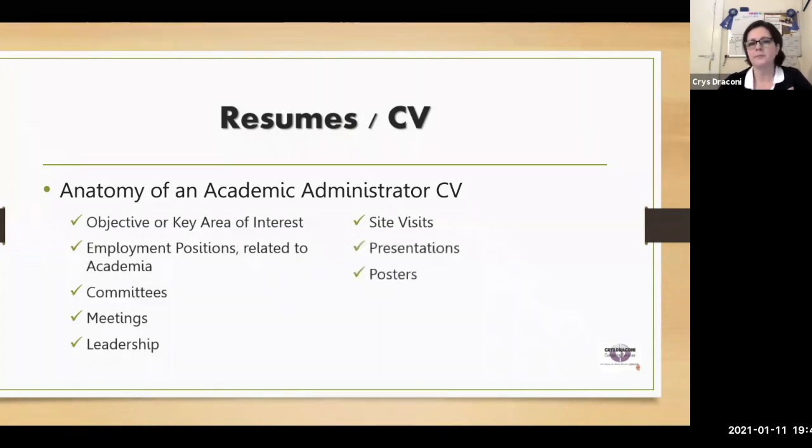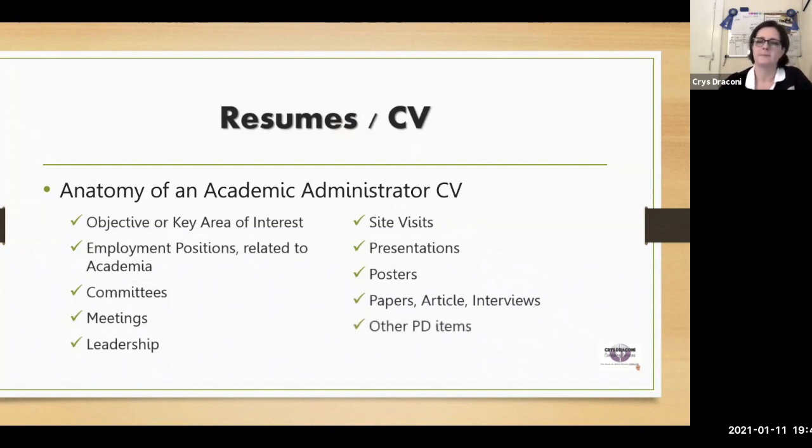Presentations, posters, any kind of papers, articles, say somebody interviewed you. I know there's at least a few out there that I have interviewed over the years. Other professional development items. For me, I have things like webinars. I put webinars under their own section only because there's just been so many lately. It used to be more unique. Now it's just all webinars. But another thing is because I've developed a couple of databases and websites, those are things that build my skills as an academic administrator. So those are my other PD items.